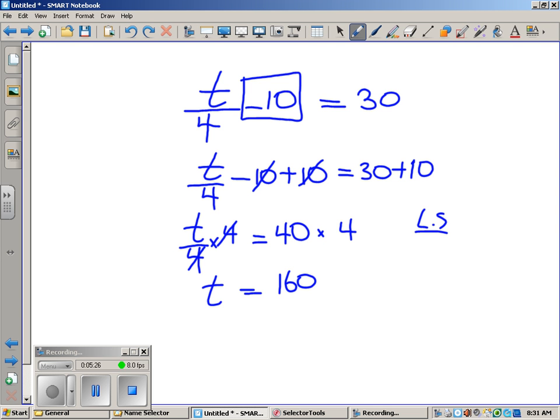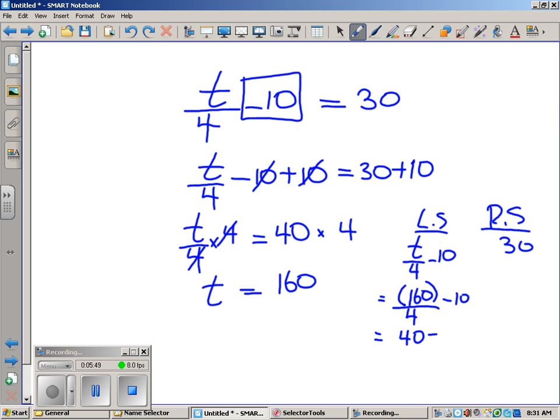We want to see if we did it properly. What we have is the original question of t over 4 minus 10, which was just going to be 30. We show substitution by putting it in brackets. So this will be 160 divided by 4 minus 10. 160 divided by 4 is 40, minus 10, and that is 30. Boom and boom. So we have another one that we know we did right.